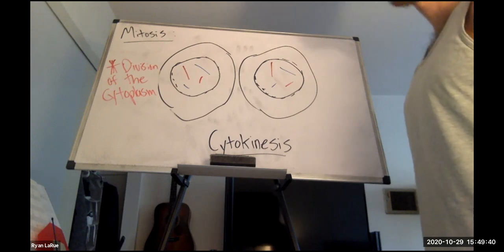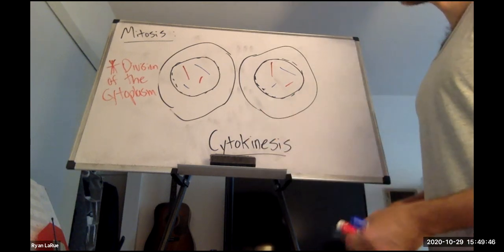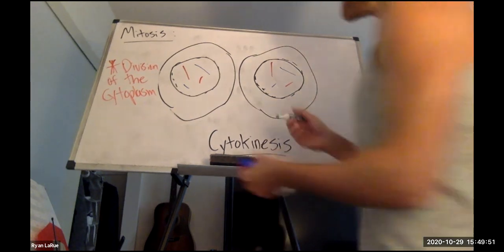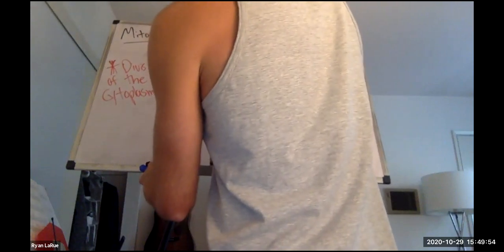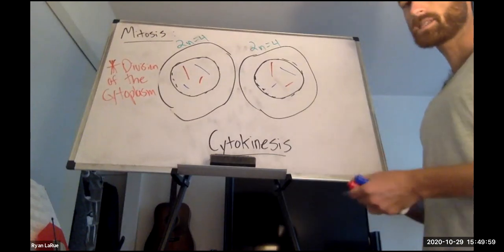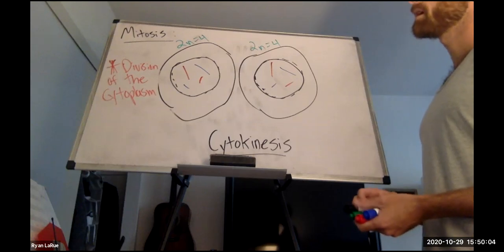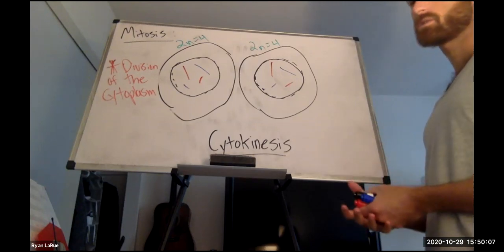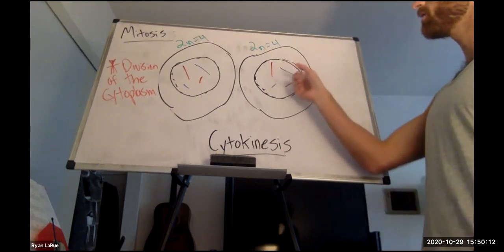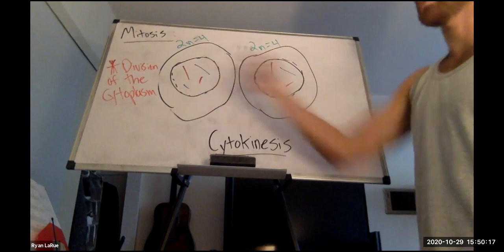And quite remarkably, each one of these cells is diploid. 2n equals 4. The reason that is, if you remember, a chromosome refers to a unique set of information. Each chromosome in this cell is different from the other.